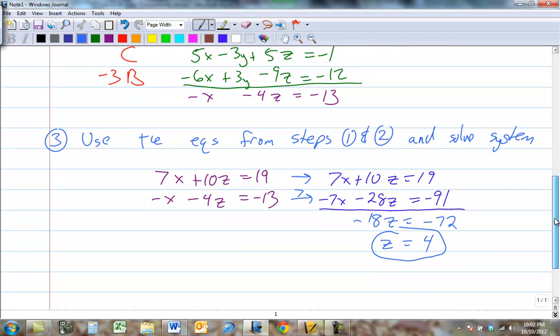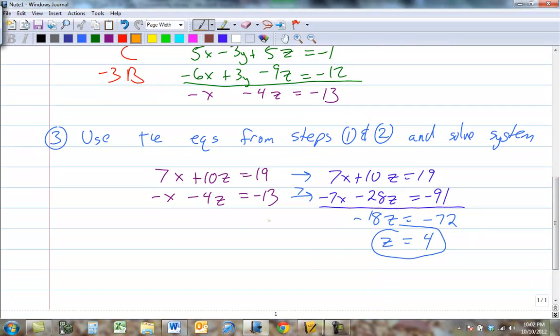Great. But now we got to go back and find x. So I'm going to go back to this system rather. I'm going to use the first equation. I'm going to do 7x plus 10 times z, the z is 4, plus 40 equals 19. Subtract 40. 7x equals negative 21. X is negative 3. All right, so we found x, we found z.